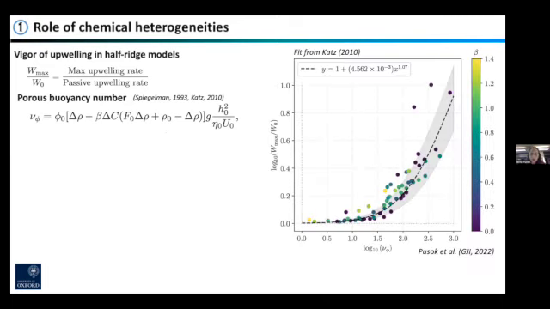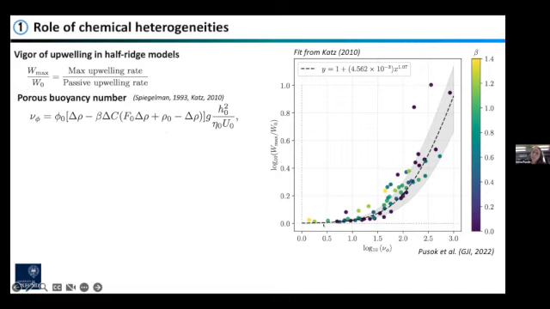So if we plot log of the vigor of upwelling versus the log 10 of the porous buoyancy number, we have a collapse of the data. Each point represents one simulation at steady state, and the black line and the gray shaded area are fits from the CAS 2010 paper. Also, very important, this horizontal line, y equals 0, represents the case of passive flow. So it's where the vigor of upwelling is 1.